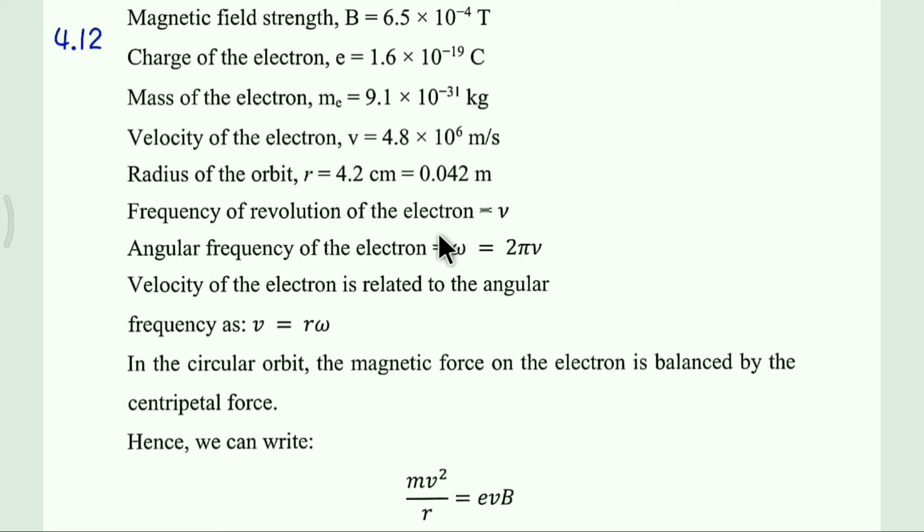Frequency of revolution of the electron we have taken as nu. Angular frequency of the electron, we know omega is equal to 2 pi nu. Velocity of the electron is related to the angular frequency: v is equal to omega r.